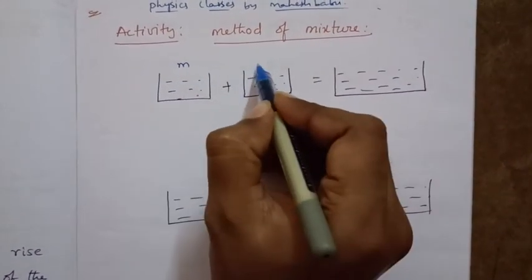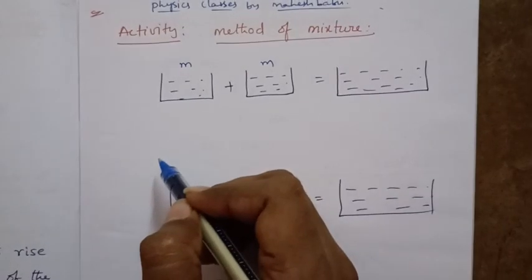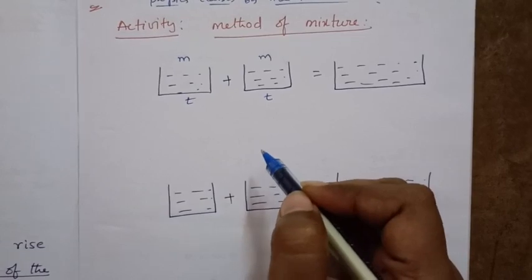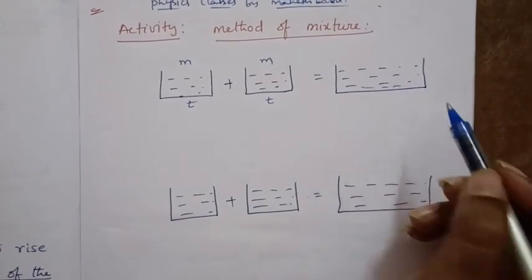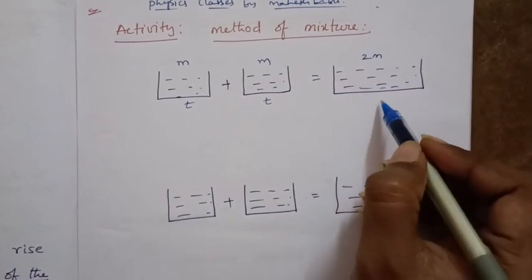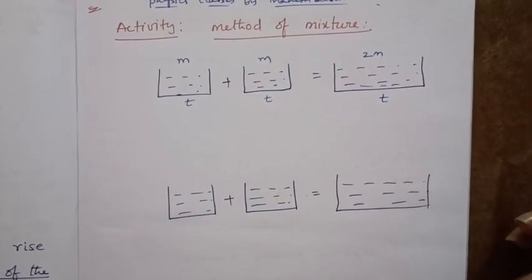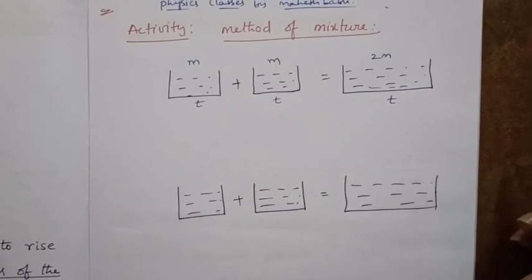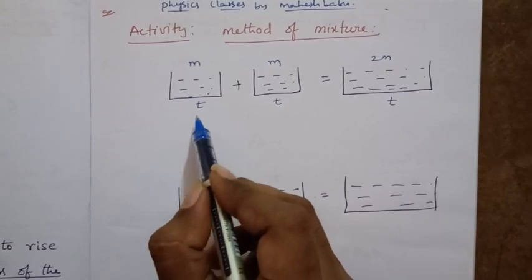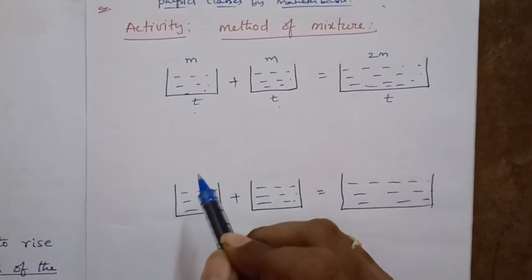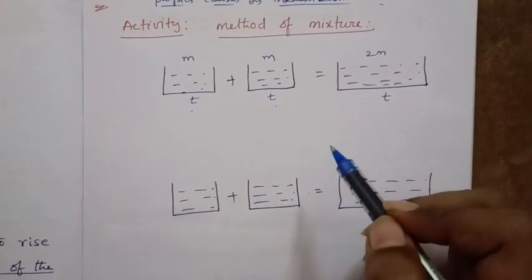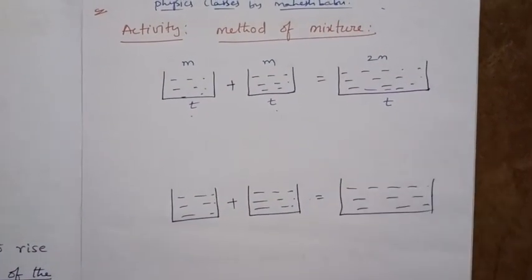Now if you have 2 liquids whose masses are equal, both having the same mass and the same temperature, if we mix, what will happen? Mass becomes double and the temperature is the same. Because, as we discussed earlier, heat travels from higher temperature to lower temperature. But here both have the same temperature, so no transfer of heat. The result stays the same.